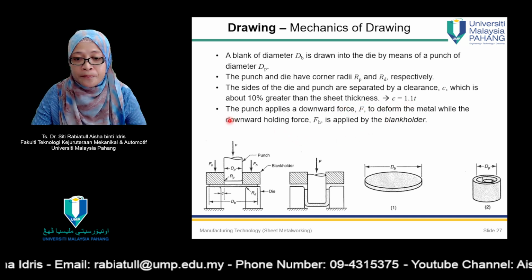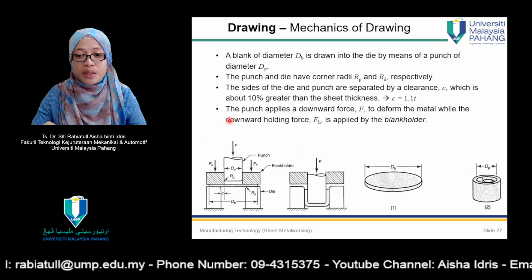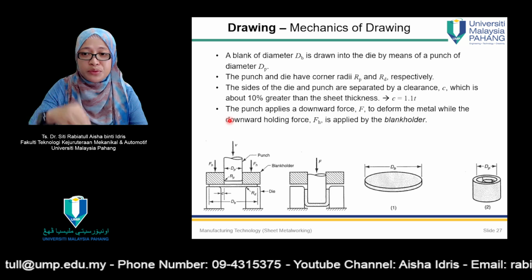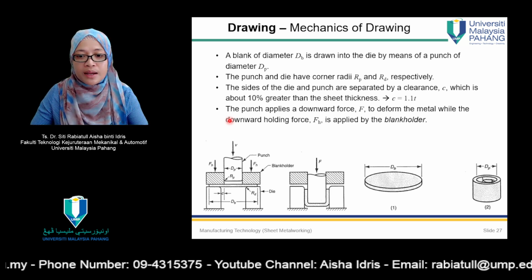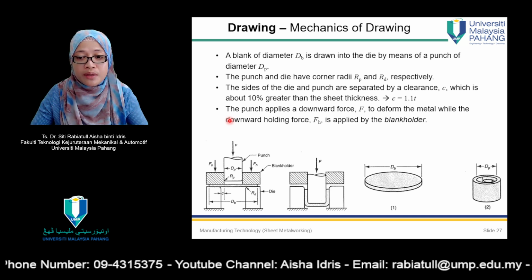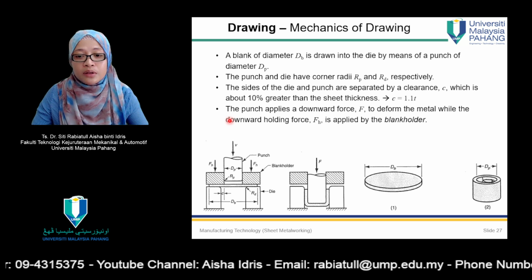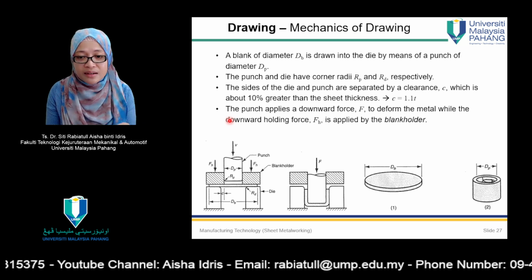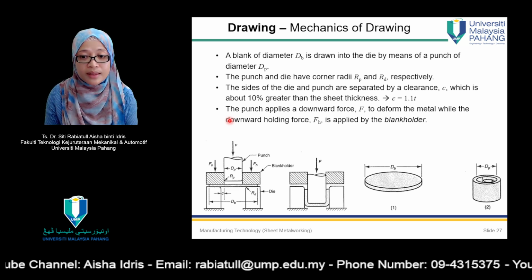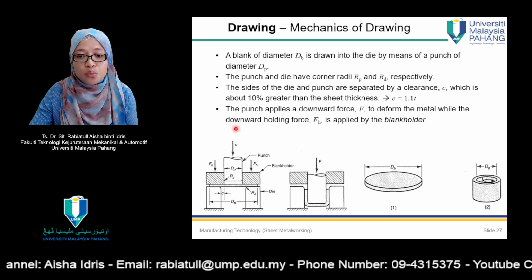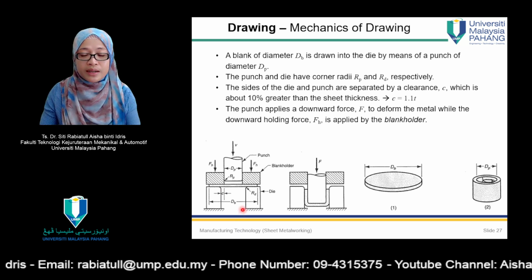Because once the sheet metal is being pressed, punched or drawn, it will create stress in the sheet metal. Stress and heat are introduced to it, then the thickness will increase a little bit as compared to its original thickness. That's why we need to have a clearance there, otherwise it will stick to our die.